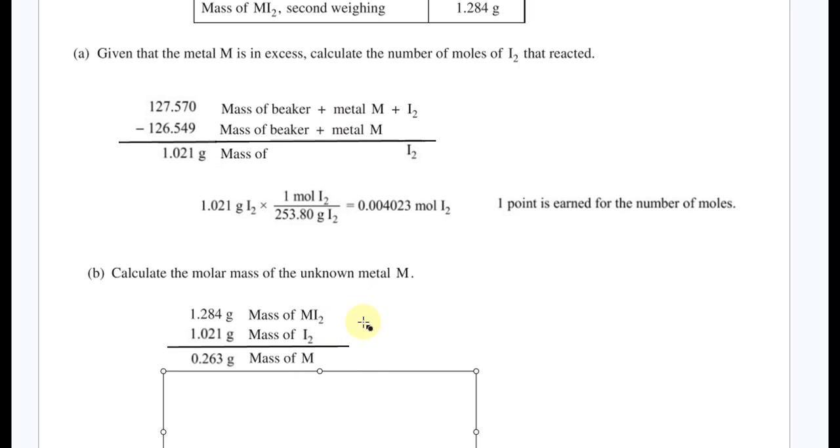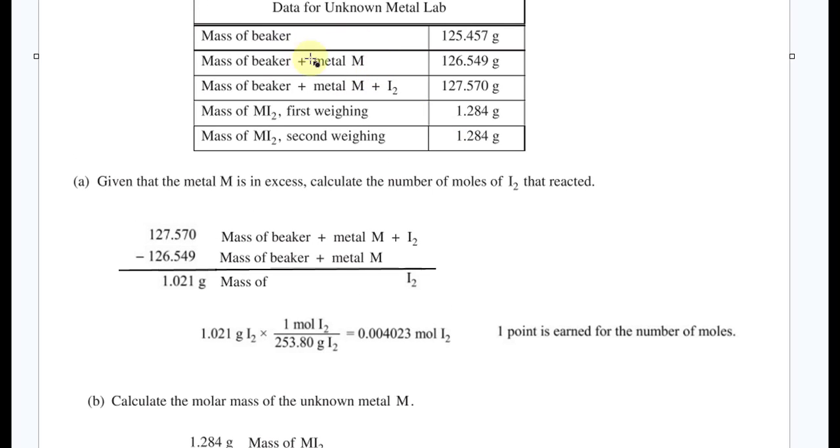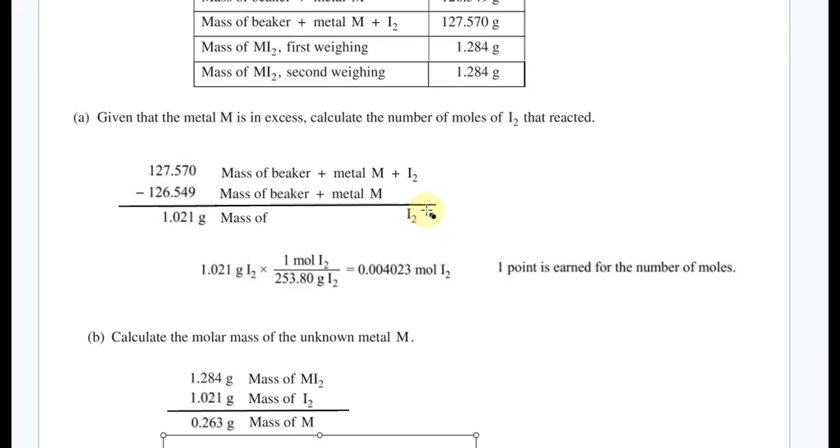And probably we'd get a point just being clever enough to realize that we have to subtract the mass of the I2 from the MI2. We can't use the beaker and the metal because the metal was in excess. We need to know the stuff that reacted.